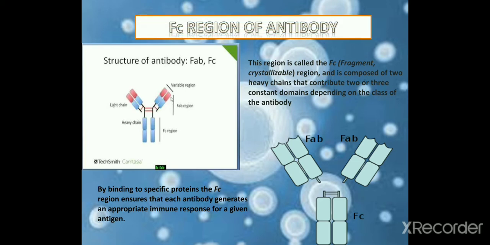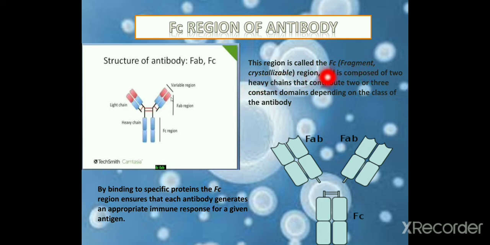Now the second term is the Fc region of antibody. This is the structure of antibody. This half blue and half red chain is the light chain, and the red region of this chain is known as the variable region. The whole upper region is known as the Fab region. The lower region, the whole blue part chain, is the heavy chain, and this region is our major concern, that is the Fc region.